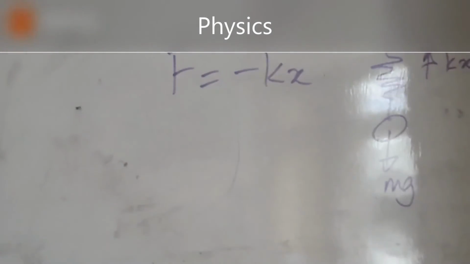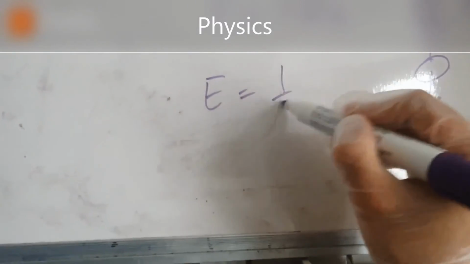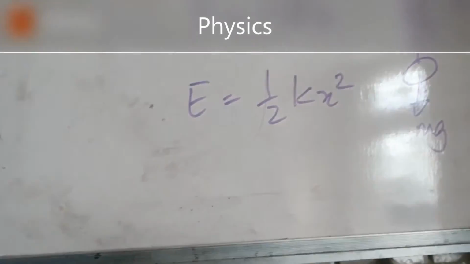The energy stored in the spring is equal to half kx squared, where k is the spring constant and x is the extension. This is the energy stored in the spring.